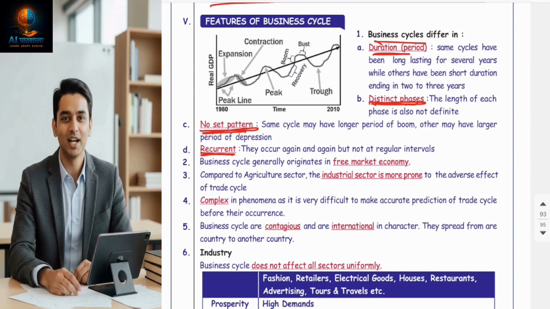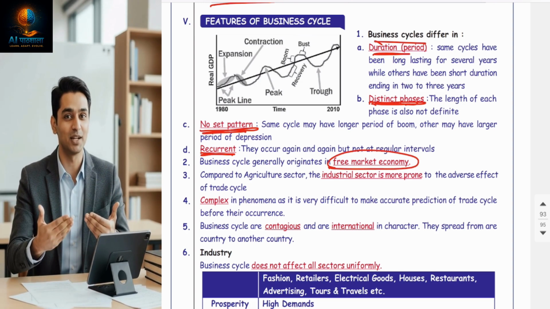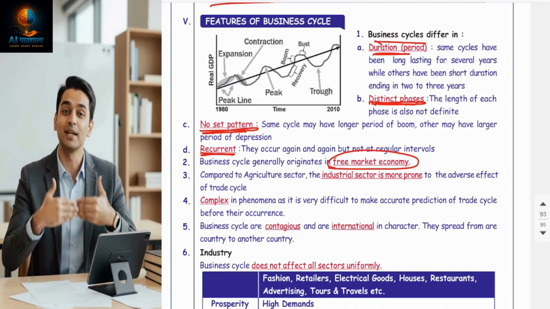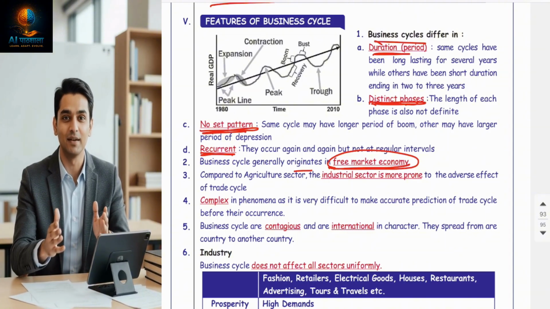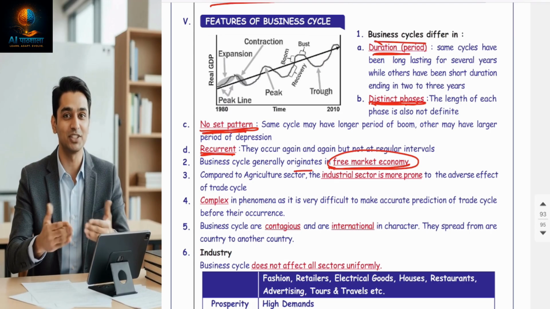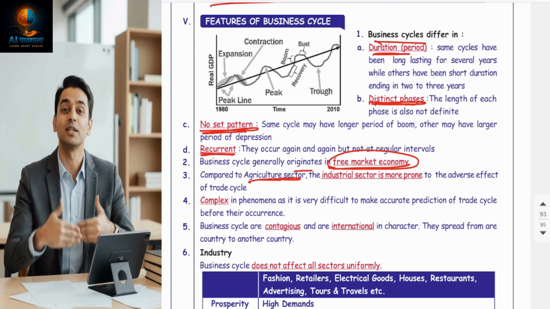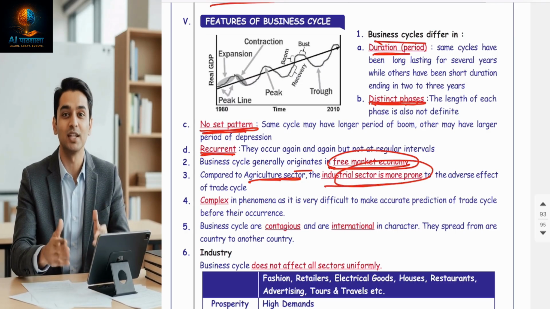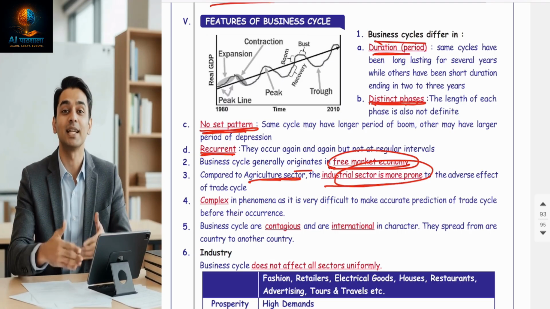Next, guys, a free market economy is more affected by the business cycle as compared to a socialist economy. The business cycle generally originates in a free market economy where the private sector plays a very important role and the government plays a secondary role. Also, as compared to agriculture, the industrial sector is more affected through the business cycle. Agriculture gives more stability, but the industrial sector is more affected.